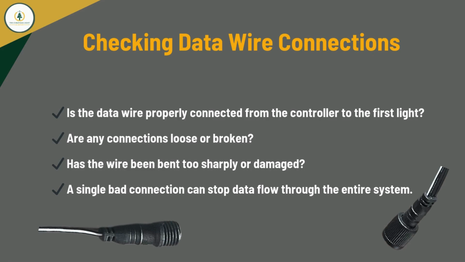If your lights aren't responding correctly, flashing randomly, or showing the wrong colors, the first thing to check is your data wire connections. Is the data wire properly connected from the controller to the first light? Are there any loose or broken connections in the system? Has any wire been damaged, bent too sharply, or pulled loose? A single bad connection can stop data from flowing through the system. Checking and reseating your connections is the first step in troubleshooting.